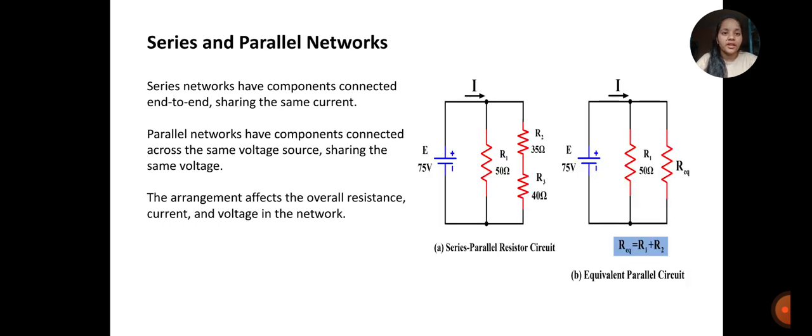Series and parallel networks. Series networks have components connected end to end, sharing the same current. Parallel networks have components connected across the same voltage source, sharing the same voltage. The arrangement affects the overall resistance, current, and voltage in the network.